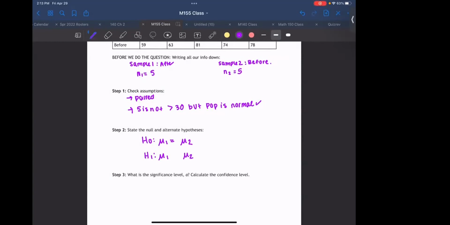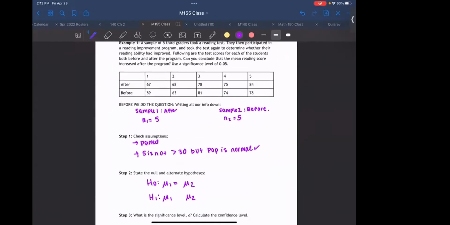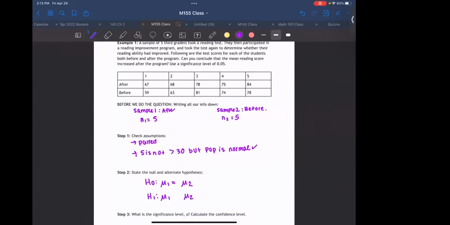Who thinks it's, I don't know, greater than? Who thinks it's less than? Okay, anyone want to explain why it's less than? Anyone want to explain why it's greater than? I'm going to tell you. I'm going to tell you it's greater than, even though it says increase after, okay?